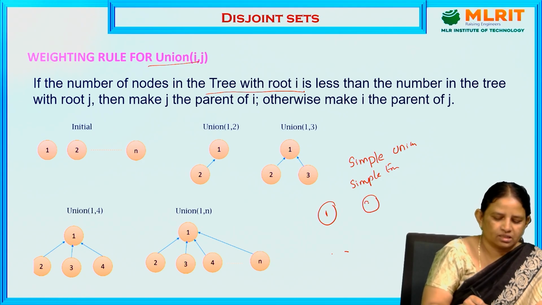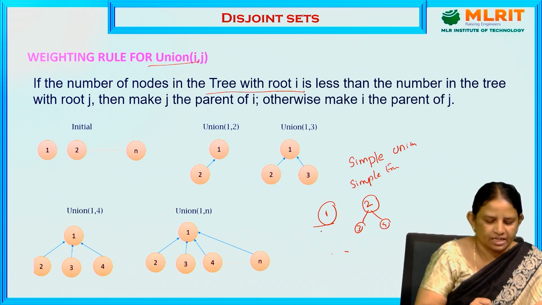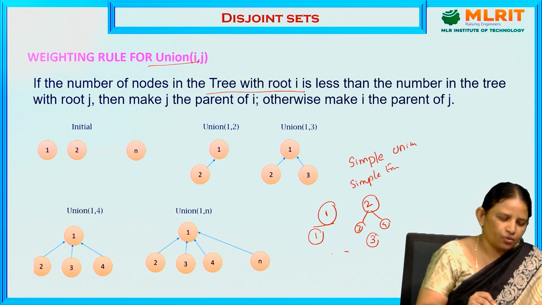Next, the second rule. How many nodes are there in the first tree? Only one node. How many nodes are there in the second tree? Three nodes. If the number of nodes in the tree with root i is less than the number of nodes in the tree with root j, so that is 1 is less than 3, then make j the parent of i.